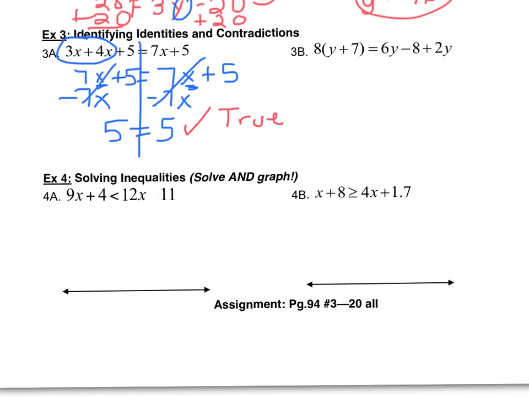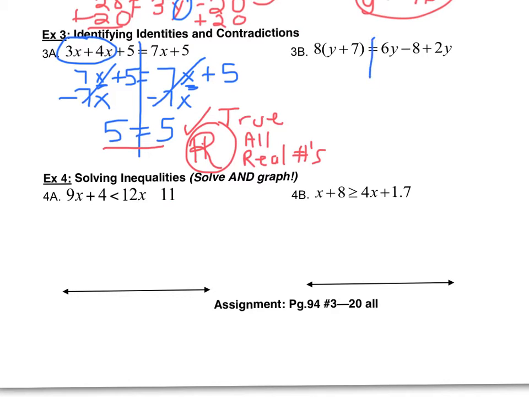5 does equal 5. So when you get something that's true, you say the answer is all reals, or you can write that R symbol. It stands for all real numbers, because any number will work if you plug it in for x, because it's the same thing on both sides.